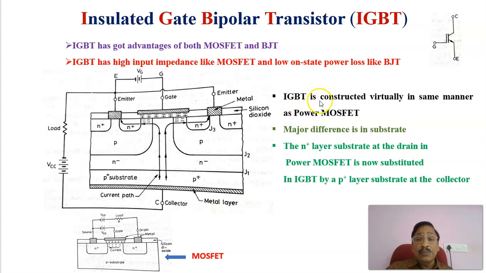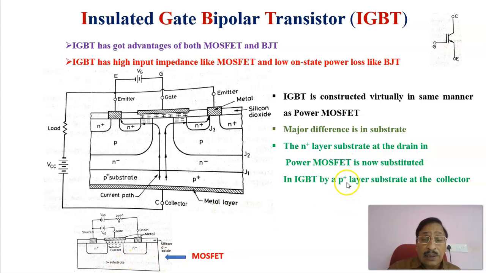An IGBT is constructed virtually in the same manner as the power MOSFET. The major difference is the substrate. If you see the MOSFET here, this is a p-type substrate, and these are the n plus regions, this is the drain terminal, this is the source terminal, and this is the gate terminal. Therefore, the n plus layer substrate is at the drain in the power MOSFET.